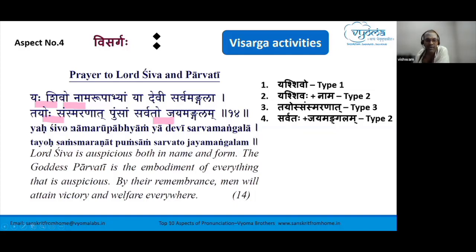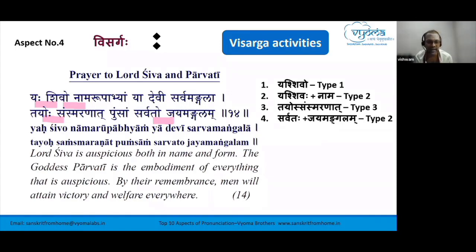Similarly, in Tayo Samsmaranat, what happened is it became Sakara. It didn't become Shakara. Just because Samsmaranat was there, it became Tayo Samsmaranat Pumsam. And the last one was similar to Yashivo. Sarvatah Jayamangalam became Sarvato Jayamangalam. So here we are seeing three important types.